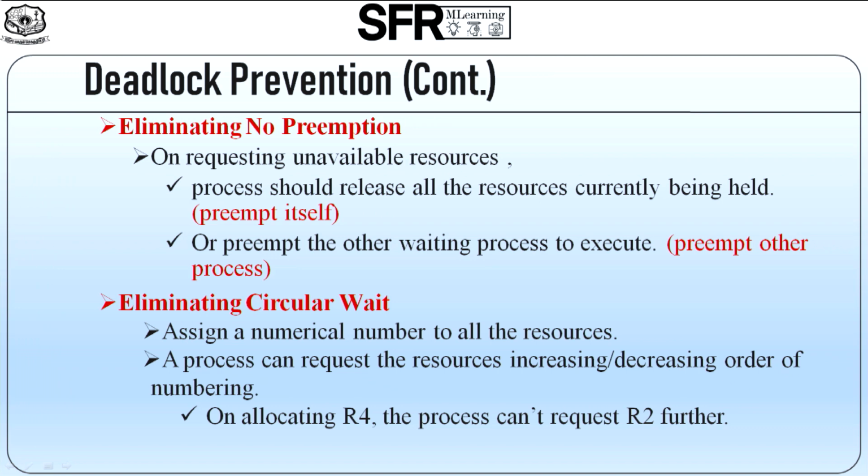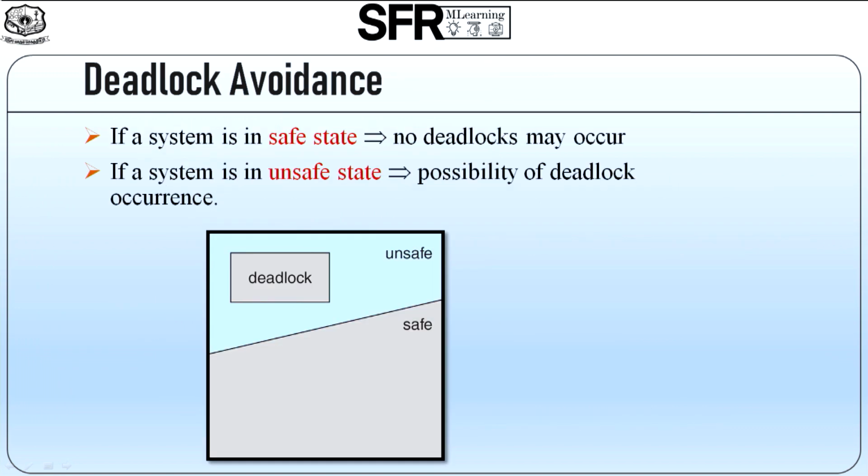The last one is we have to eliminate the circular wait. Here the procedure we are going to follow is to number all the resources. And if we want to allocate some resource, we should ask for the resources in an increasing order or in decreasing order. If you are following increasing order, then if I am allocated resource R4, then that particular process, that is I, can't request for the resource R2. So, on allocating R4 it can't access R2. That is the situation.